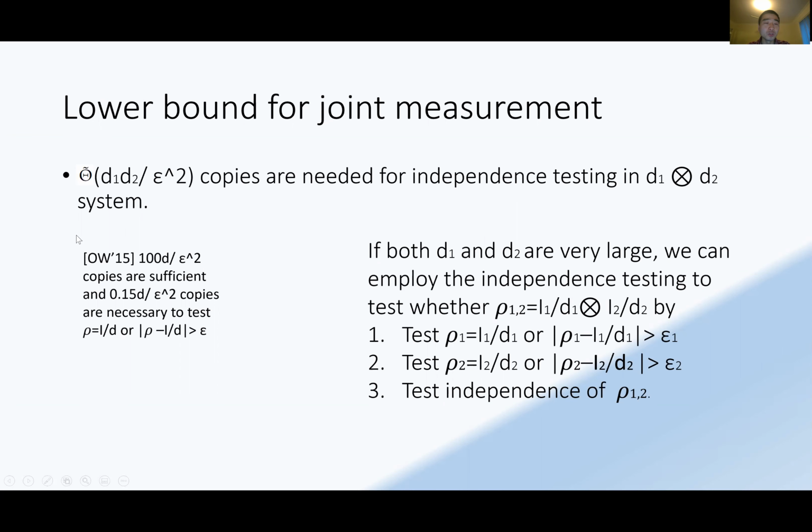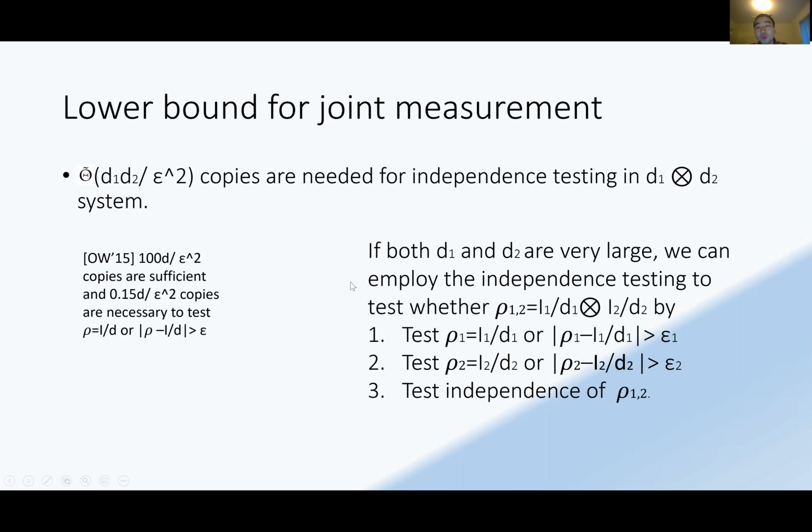So we will use this result by Ryan O'Donnell and John Wright in 2015 that 100D divided by epsilon square copies are sufficient and 0.15D divided by epsilon square copies are necessary to test whether rho is I divided by D or rho minus I divided by D is greater than epsilon.